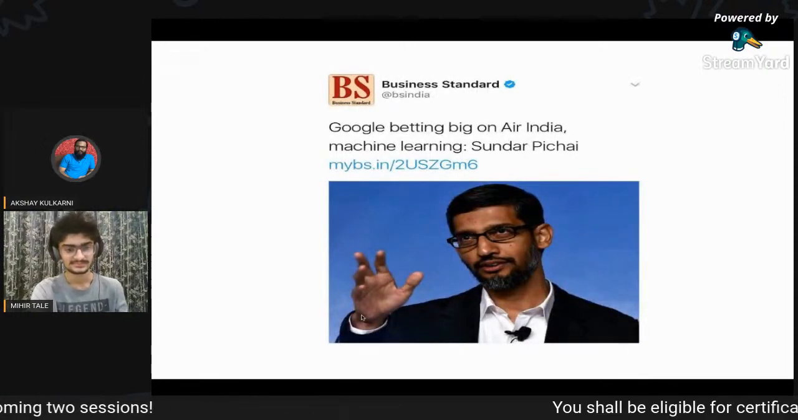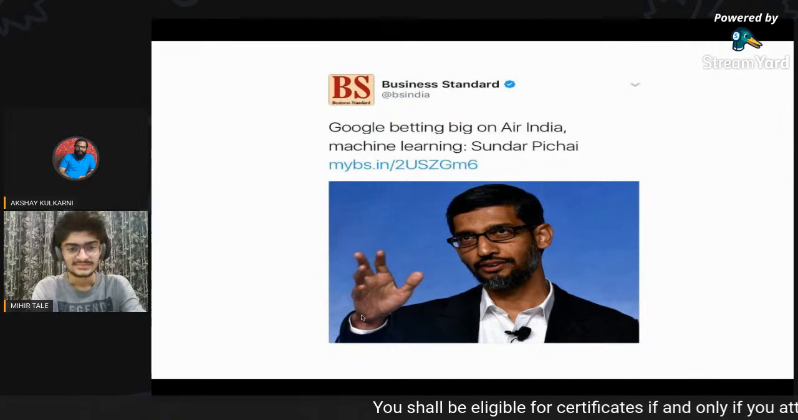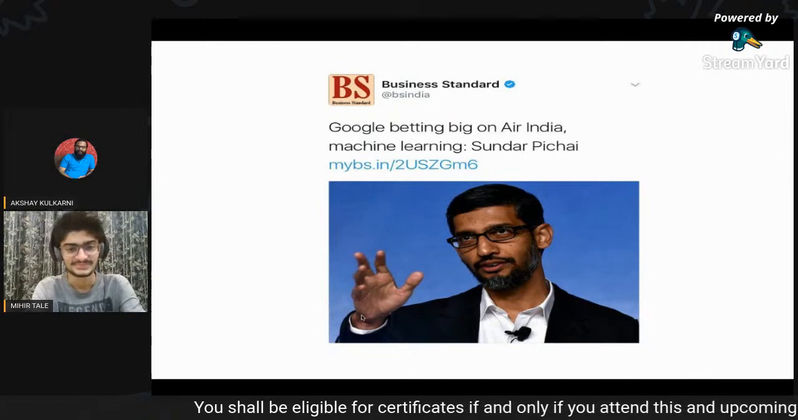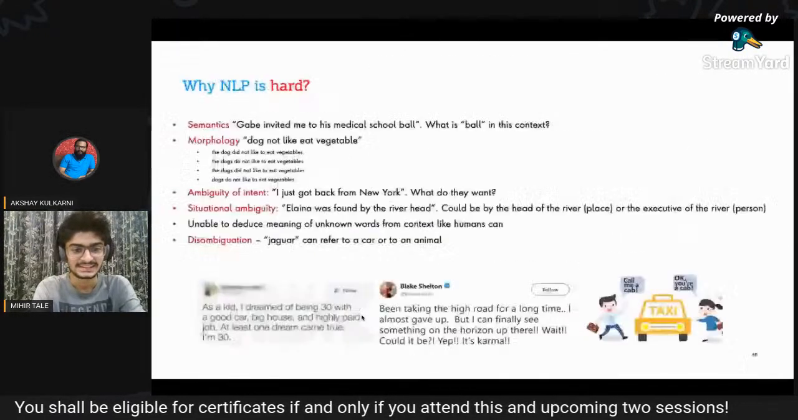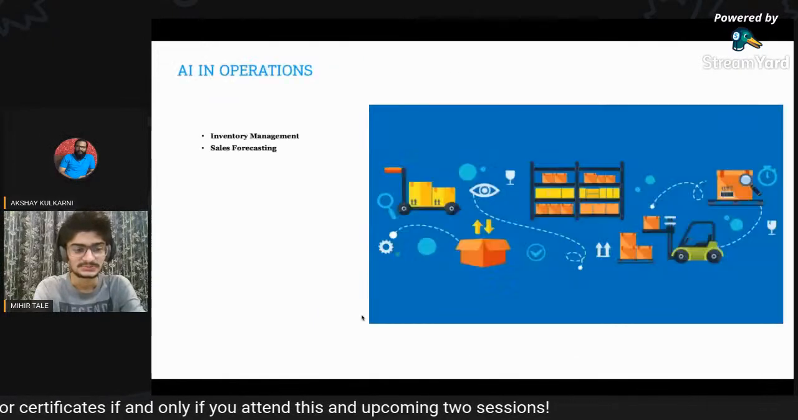Yeah, this is the example I was talking about: Google betting big on Air India. So yeah, I think that's pretty much what I had for today.